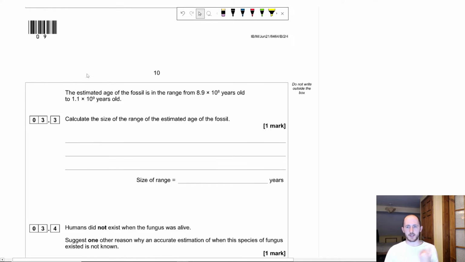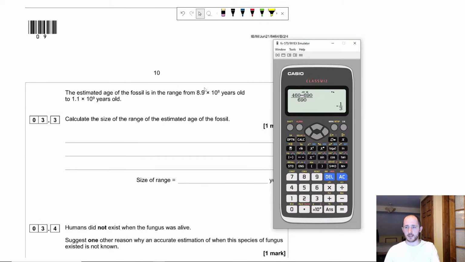The next question. The age of the fossil is in the range of 8.9 times 10 to the 8 and 1.1 times 10 to the 9, so 890 million to 1.1 billion years ago. Calculate the range. All you have to do is take the bigger number minus the smaller number. And I would put it in brackets, because sometimes when it comes to standard form, calculators can be a bit weird. They do some stupid stuff sometimes. So I would put them in brackets just to be super safe.